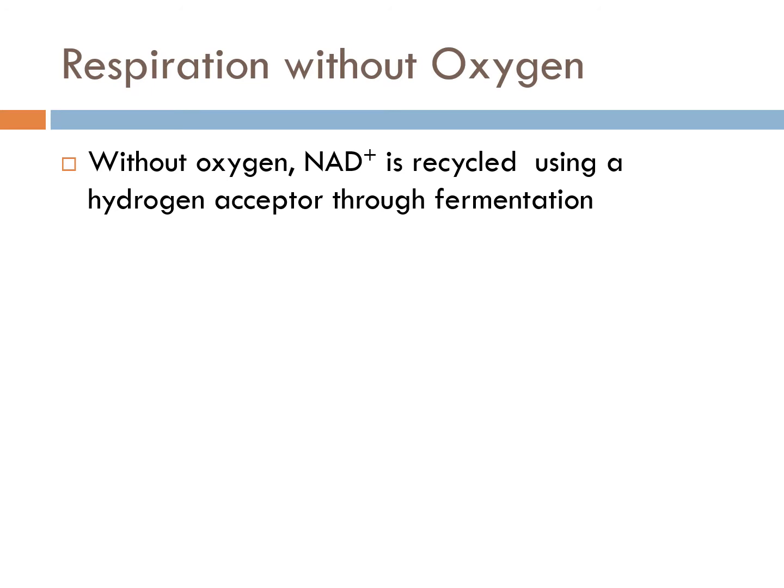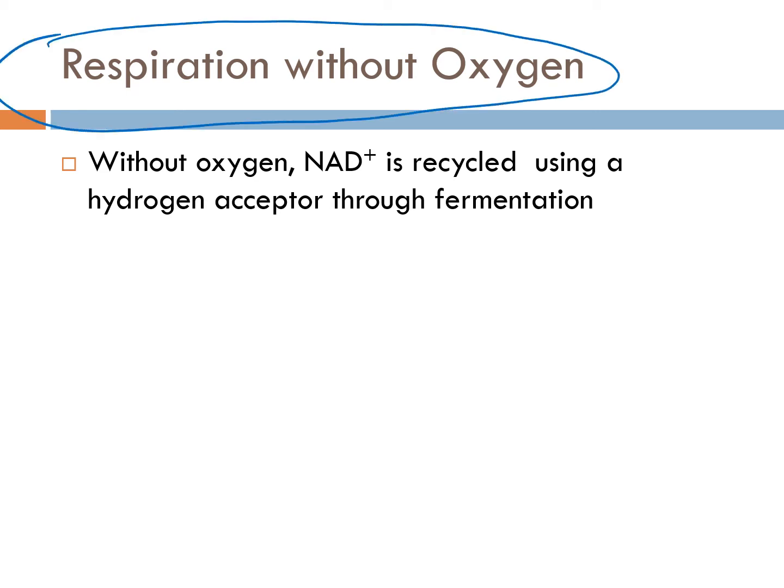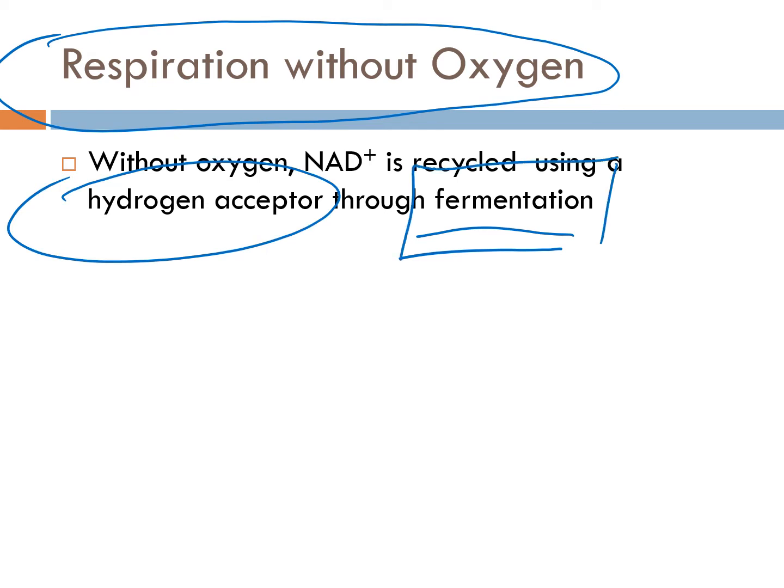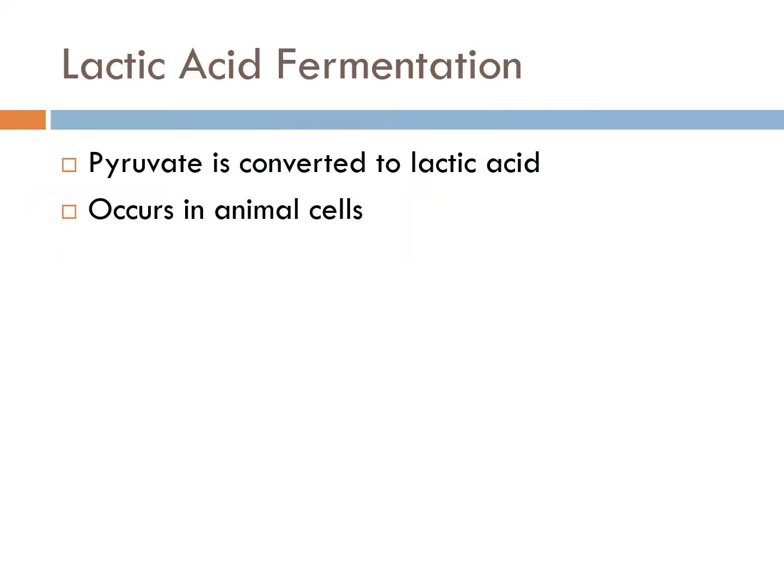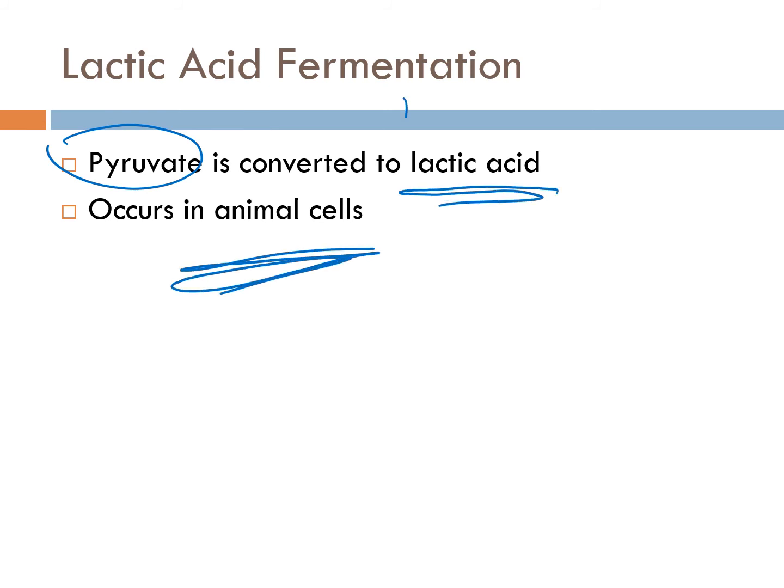However, there may be an instance where respiration is occurring without oxygen. This process is called fermentation, and it's using a hydrogen acceptor. So the first one is lactic acid fermentation. Pyruvate, or pyruvic acid, is converted to lactic acid. This occurs in animal cells, and you should have heard of this term already.